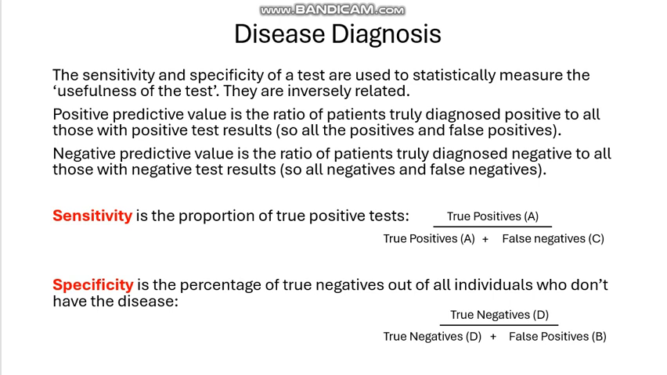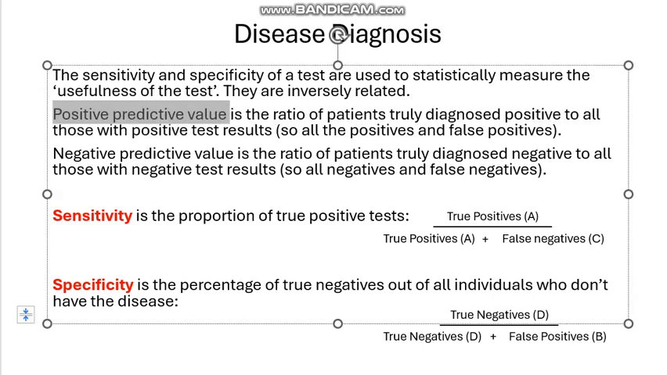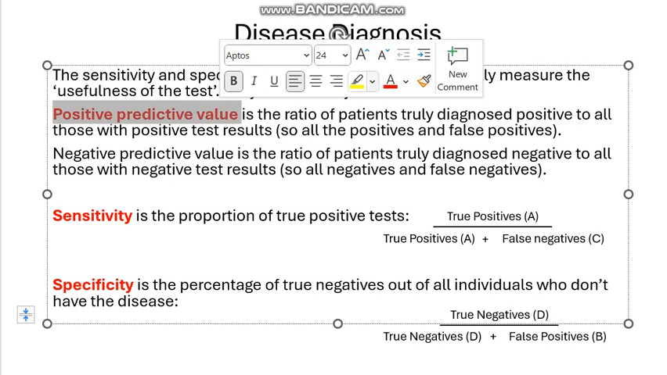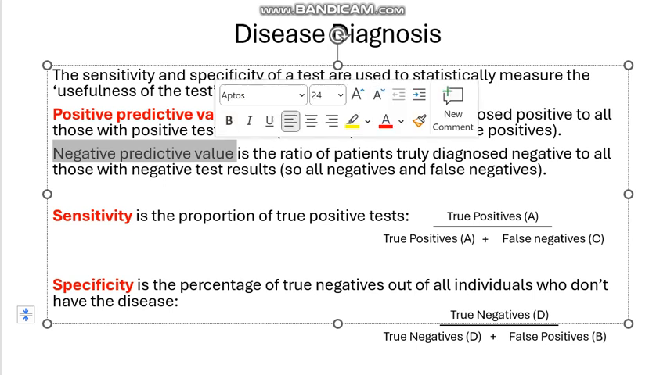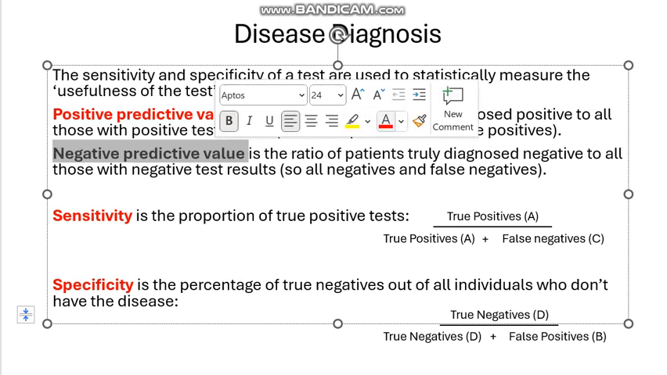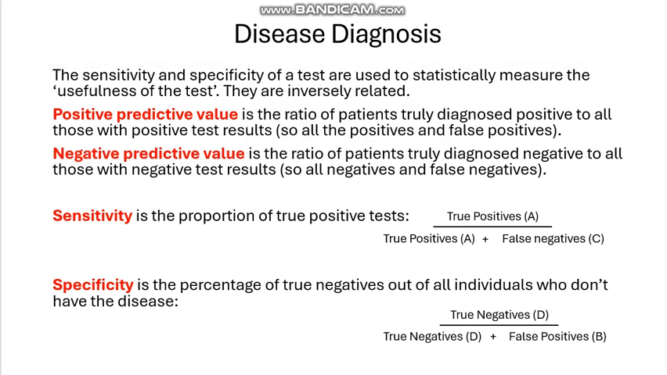A positive predictive value is the ratio of patients truly diagnosed positive to all those with a positive test, so all the true positives and the false positives. And a negative predictive value is the ratio of patients truly diagnosed negative to all those with negative test results. So all true negatives and all false negatives.